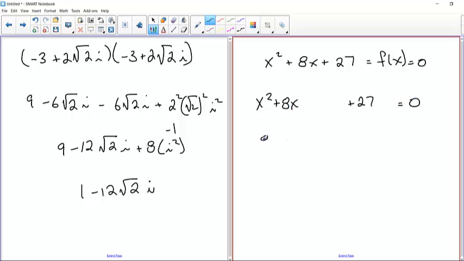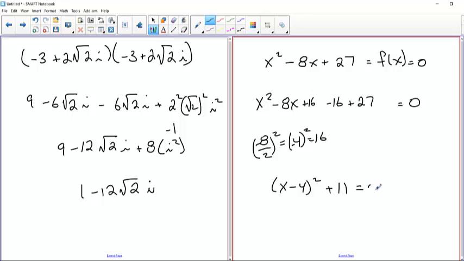So we take 8 divided by 2, square it, 4. Actually, let's change this to a negative because we haven't done one with a negative yet. So this is going to be negative. This will be negative. So this is negative. That's negative squared. It's still positive. Plus 16. Plus 16 minus 16. Balance that out. You can make this into a complete square, so you'll have x minus 4 quantity squared. 27 minus 16 is 11, so you get positive 11 equals 0.